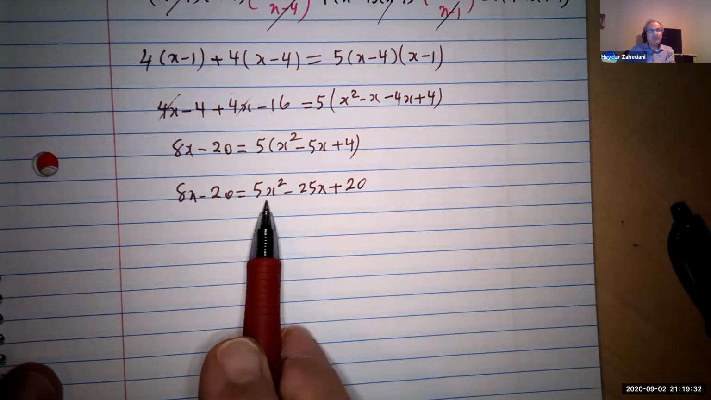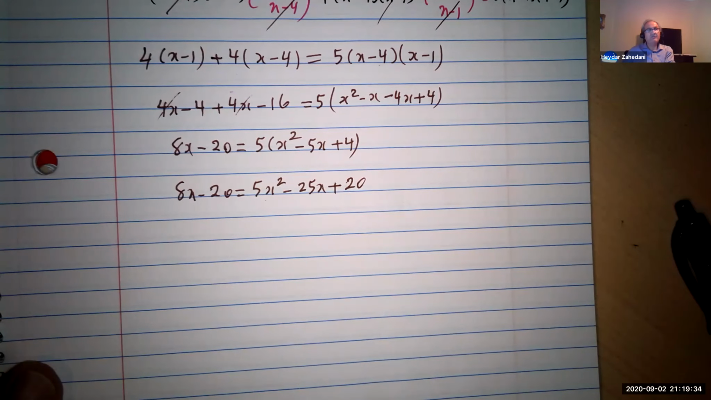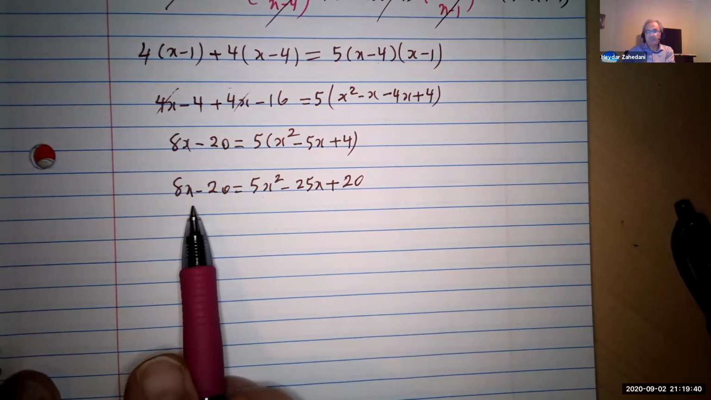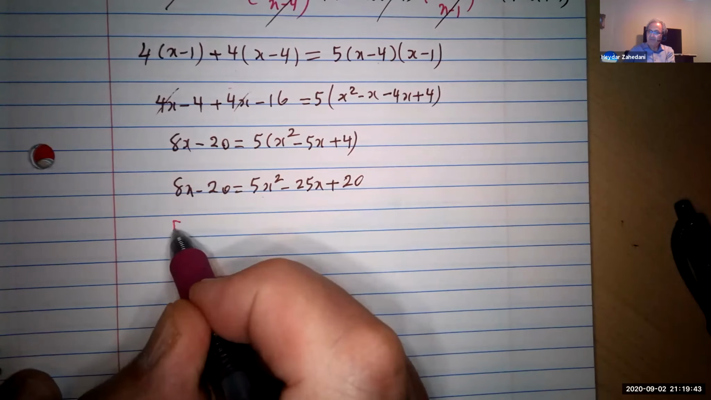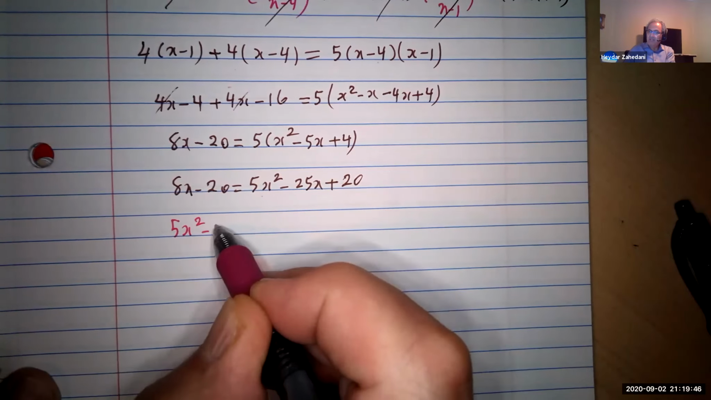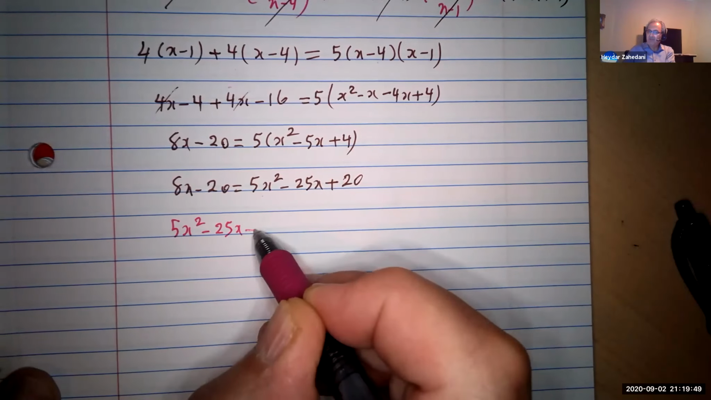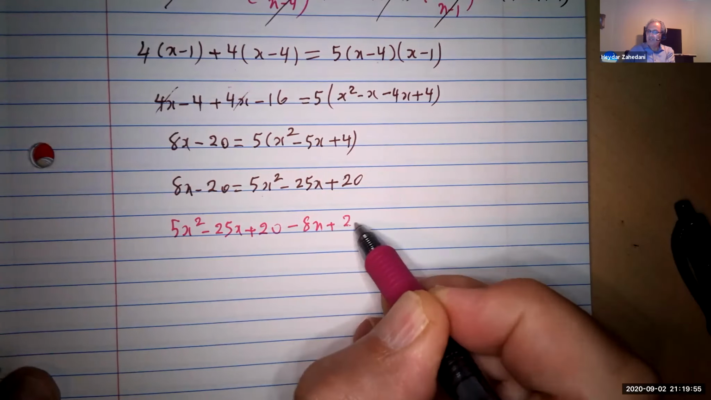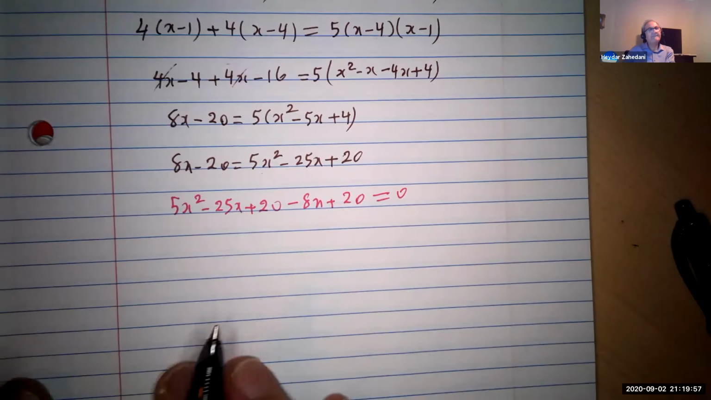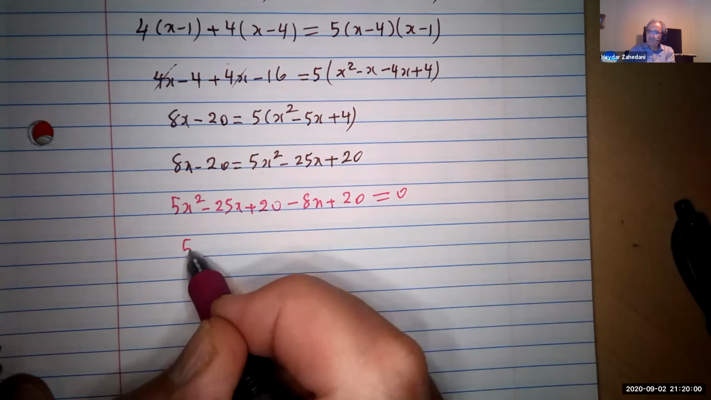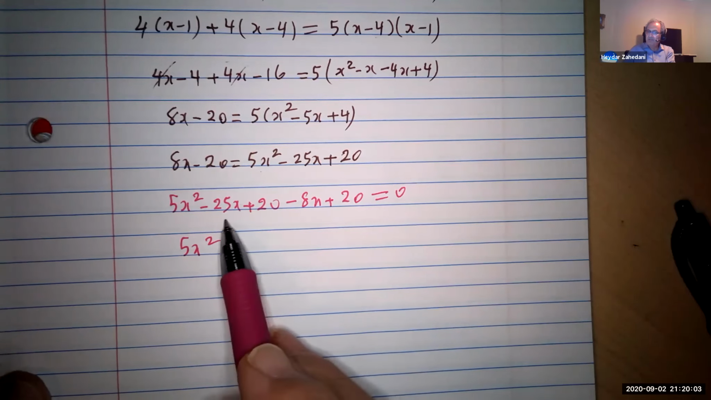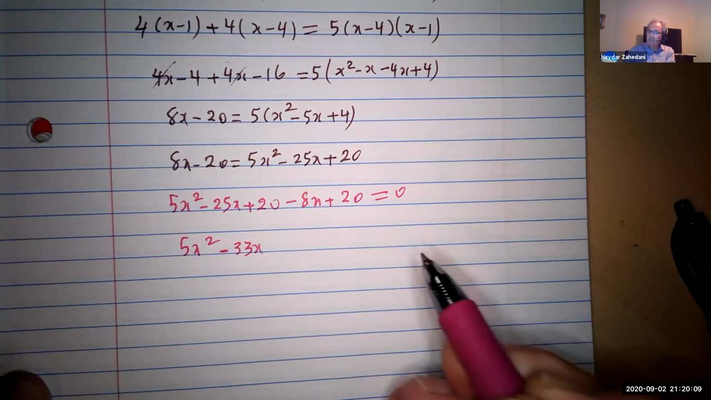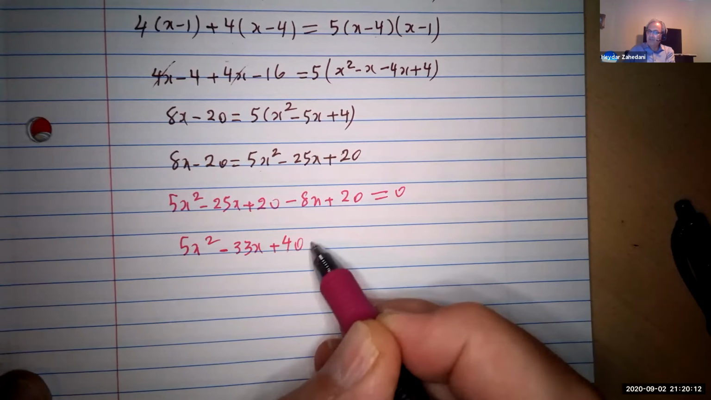Now, since we have the x squared, move everything to one side and try the quadratic formula or just factoring. So I'm going to change the sign of these and put them to the other side. So I already have 5x squared minus 25x plus 20. I change the signs here, negative 8x plus 20 equal to 0. That's what I have. It's a 5x squared, 25 and the 8 that give me minus 33x, plus 40 equal to 0.